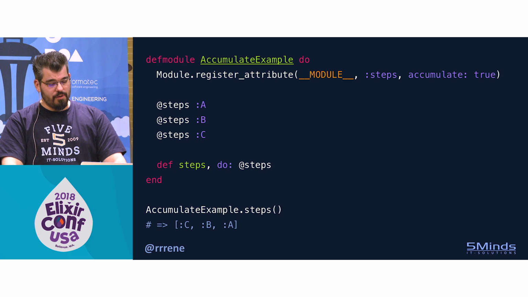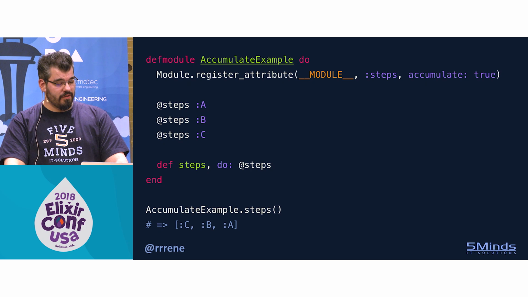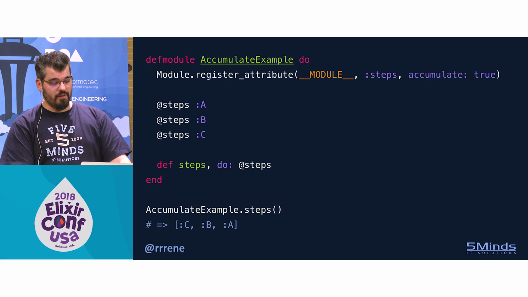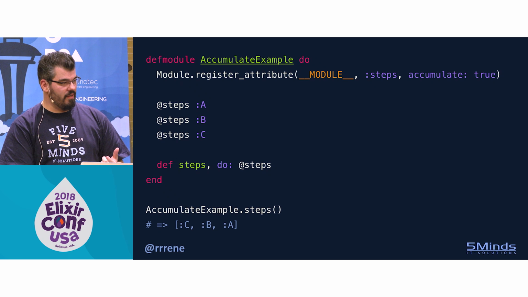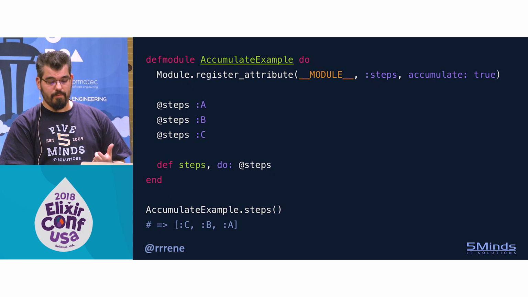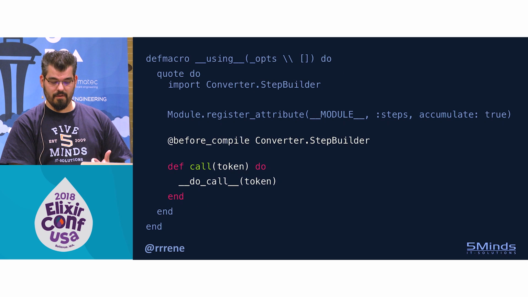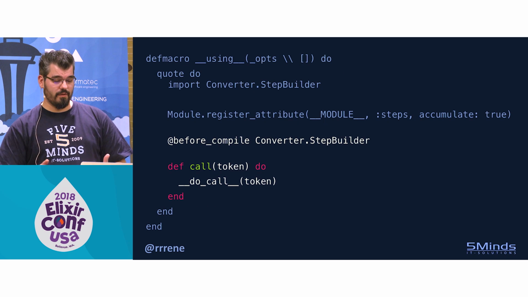We register the module attribute to be accumulated and then subsequently assign 3 values to it, A, B, and C. And at the bottom you can see that we get the list of attributes in reverse order since new values are prepended rather than appended to the list. So we have our list of steps.